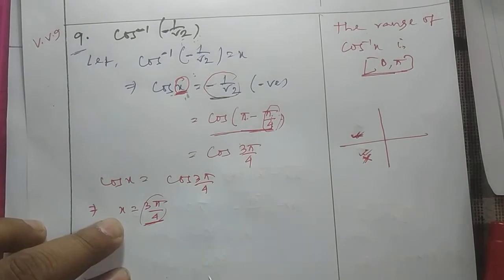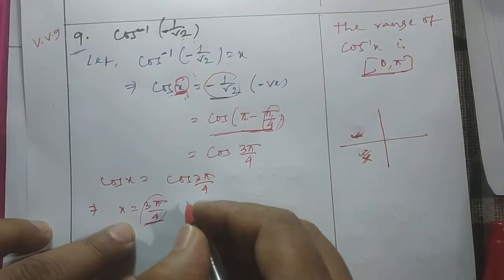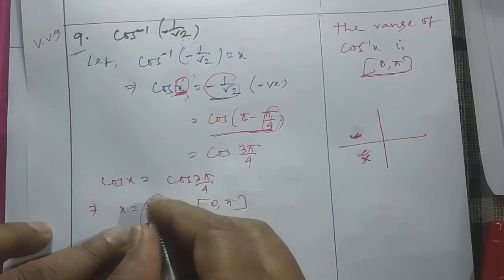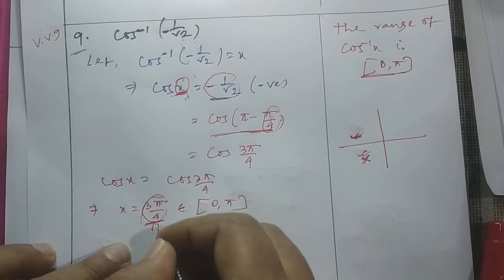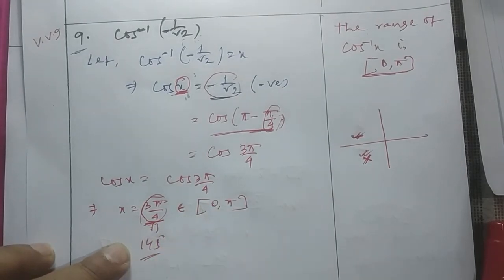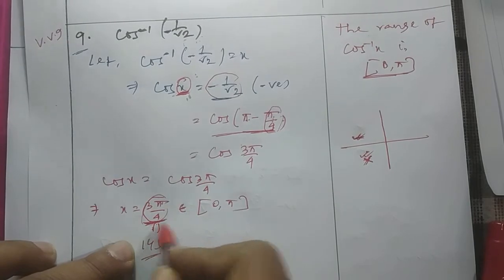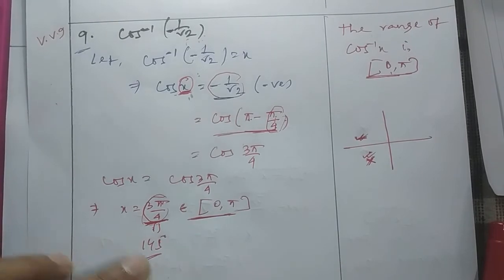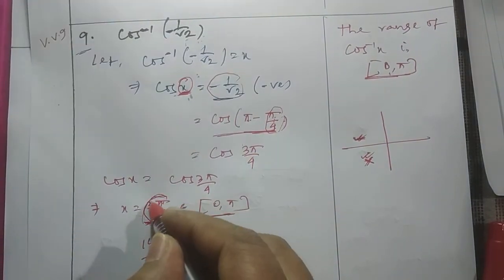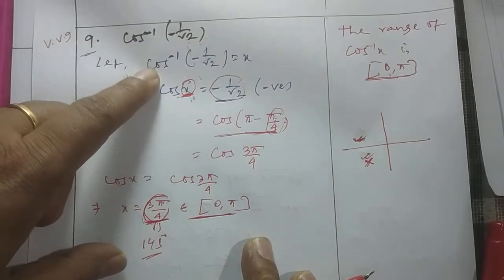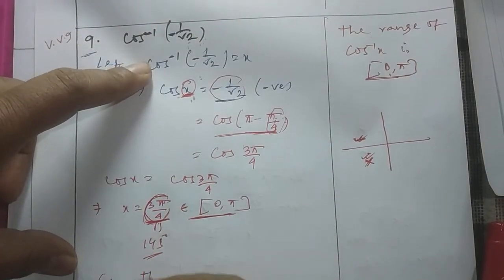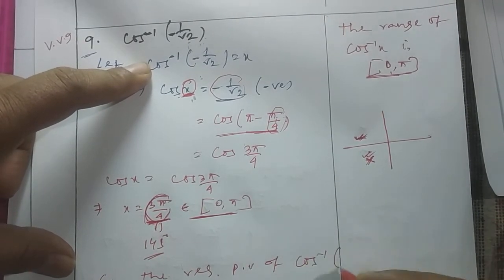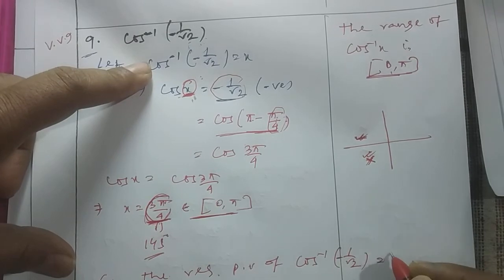Now look at the angle 3 pi by 4. It is clearly seen this angle belongs to the range 0 to pi, because the value of 3 pi by 4 is 135 degrees. So this angle belongs to the range of cos inverse x, that is 0 to pi. So it is the required PV of the given ITF. So write: the required PV of cos inverse of minus 1 by root 2 is 3 pi by 4.